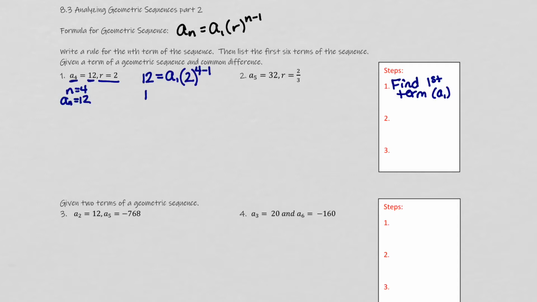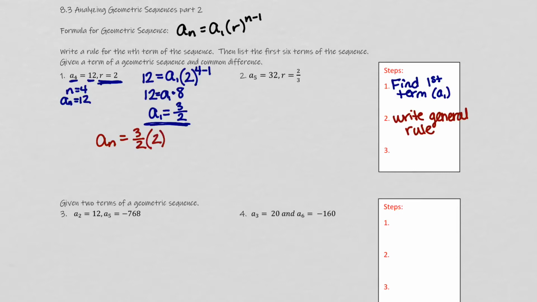So let's simplify this a bit. It equals A1 times 2 cubed, which would be times 8 there. And if I divide by 8, I get that A1 is going to be 12 divided by 8, which simplifies to 3 over 2. So there's A1. There's R, R equals 2, sorry. Those are the 2 things we need to write the rule. So step 2 is write the general rule of this sequence. That means AN equals the first term times R to the n minus 1 power. There's my rule.